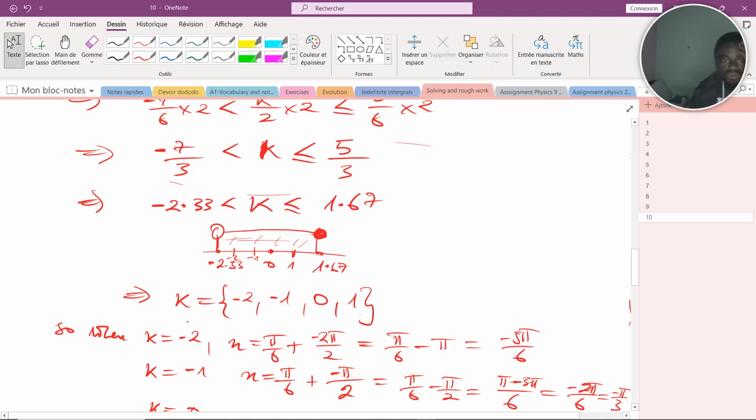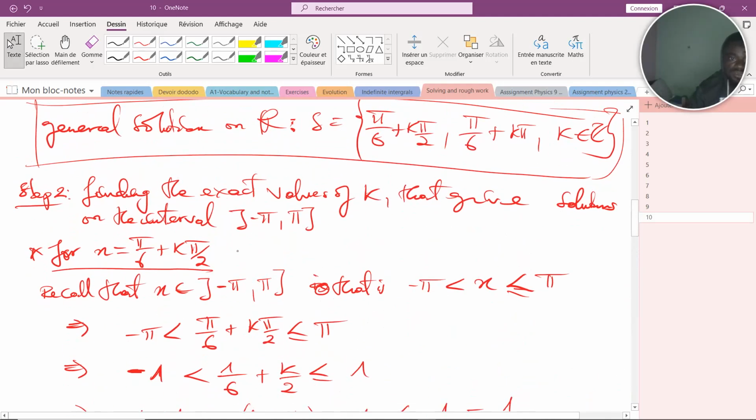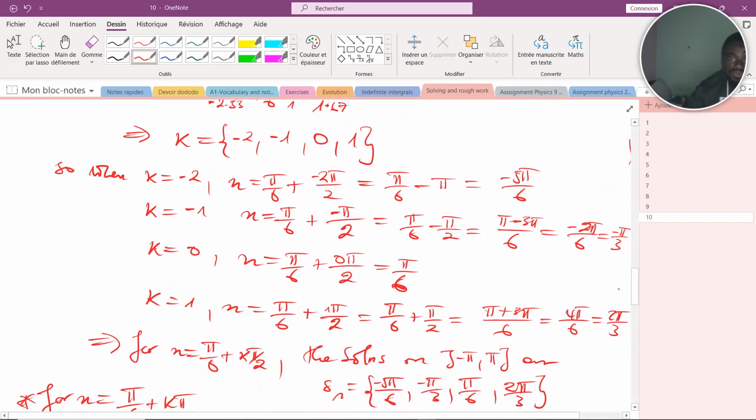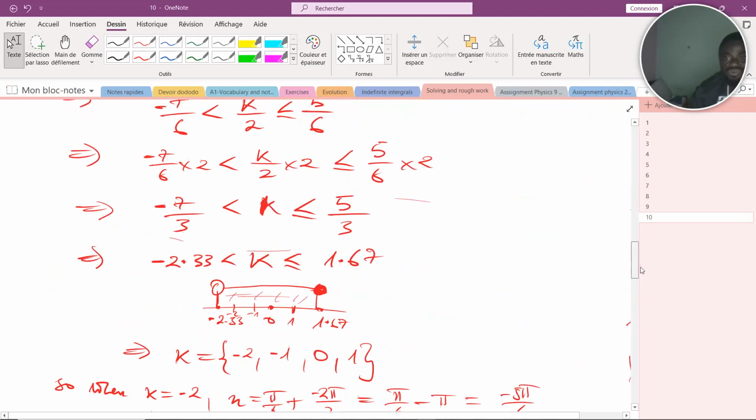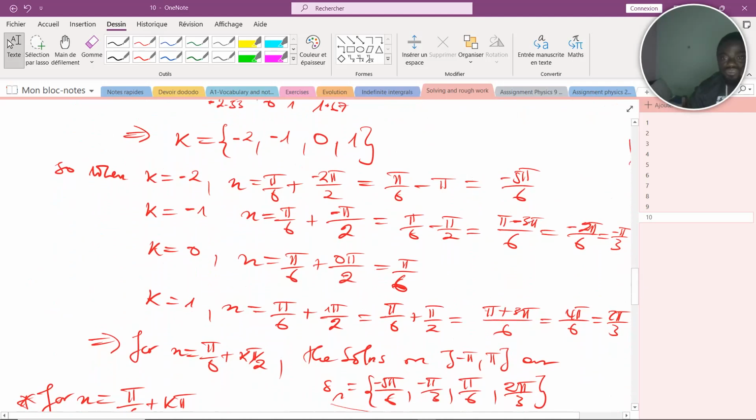Is that okay? From there, you start substituting. When k equals -2, you go and substitute it inside here to calculate. You have the first one. When k equals -1, you have it. When k equals 0, you have it. When k equals 1, you have it. Then you conclude that for x equal to this, the solutions on this interval are, you just take your solutions from the negative values to the positive ones. So this, and this. Is that okay?